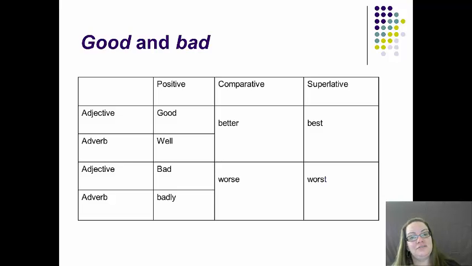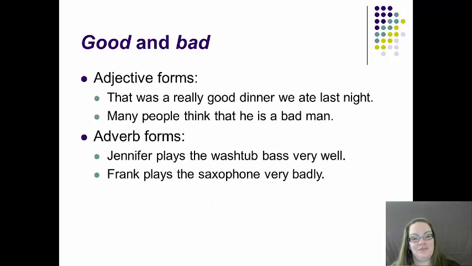The other way that native speakers violate this is that we use the wrong part of speech. So we might use the adverb instead of the adjective form. Okay? So let's take a look at some examples. That was a really good dinner we ate last night. Many people think that he is a bad man. Here we have them both as the adjective form.